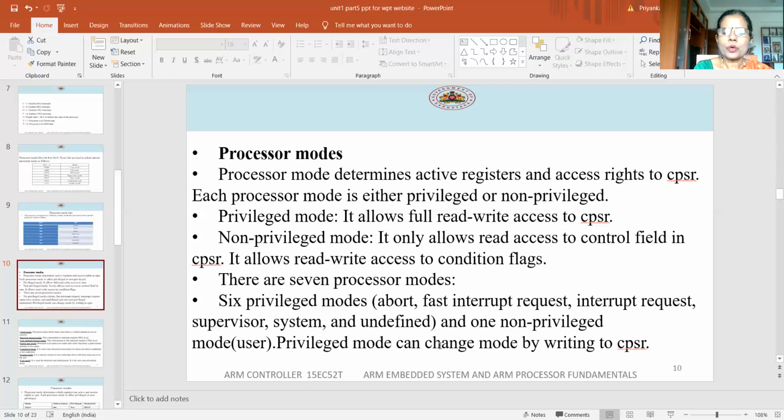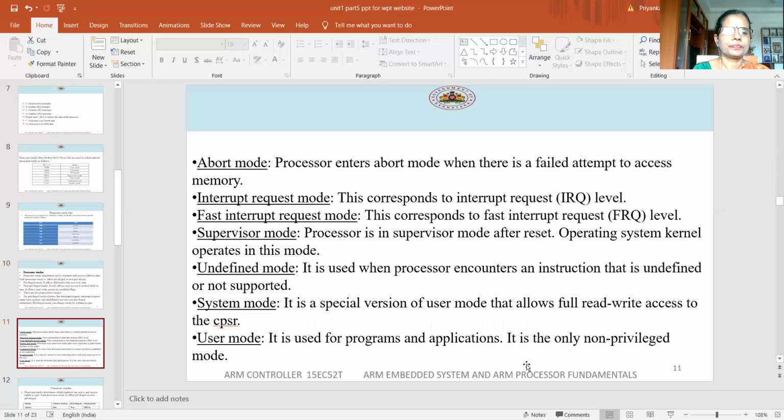The privileged mode can change the mode by writing to CPSR, because privileged mode has both read and write access. So remember, there are 7 processor modes. Out of 7, only 1 is non-privileged mode. The non-privileged mode is user mode. All the remaining modes are privileged modes. User mode is the non-privileged mode.